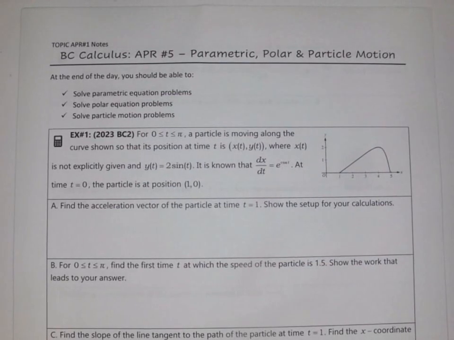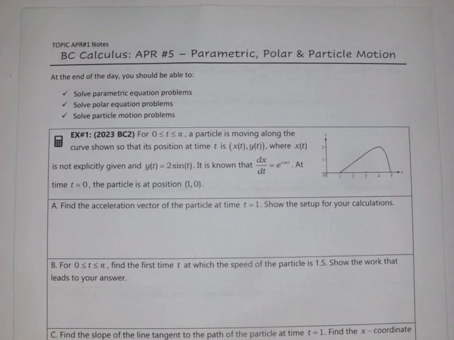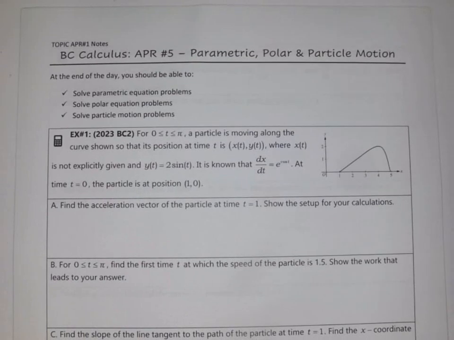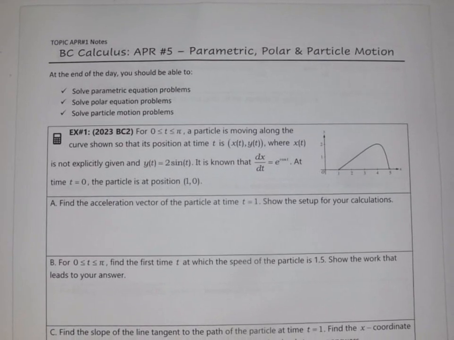Okay, for our last little review, we're going to be looking at parametric, polar, and particle motion. And there's a really good chance that you're going to have an FRQ over either parametric or polar. And a lot of times it throws in a particle motion piece. So this one is from last year, 2023, and this was number 2. So number 2 tells you that it is a calculator question.